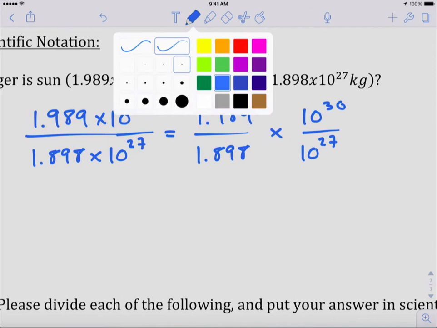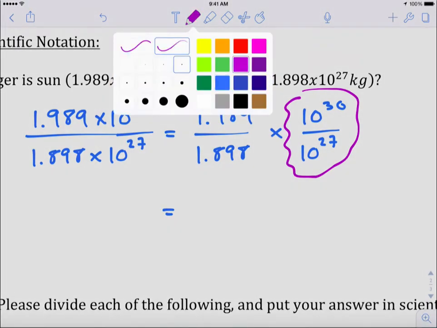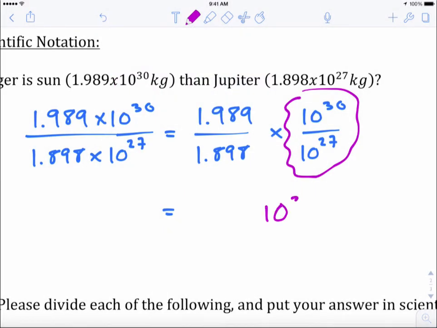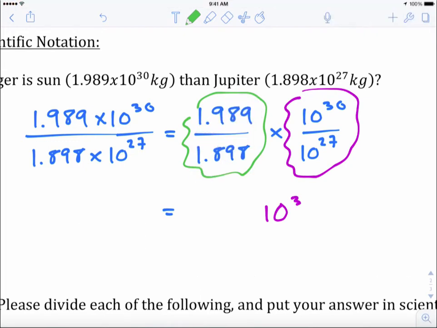We can handle these 10s raised to some powers on their own. That's pretty easy. This is just a property of exponents we can use, and we end up with 10 to the 3rd power. Then we will deal with these constants on their own. 1.989 divided by 1.898. Can I do this off the top of my head? No. It's going to be barely bigger than 1, around 1.05. So 1.05 multiplied by 10 to the third.